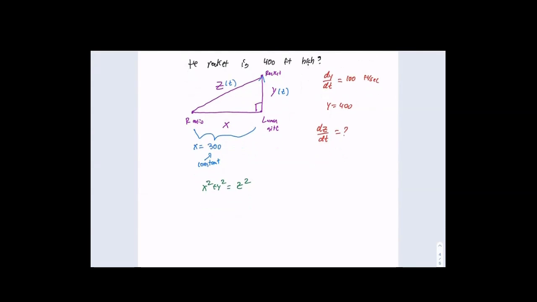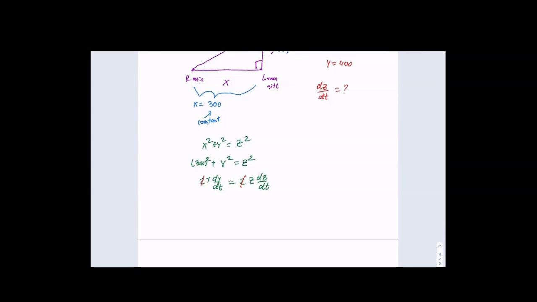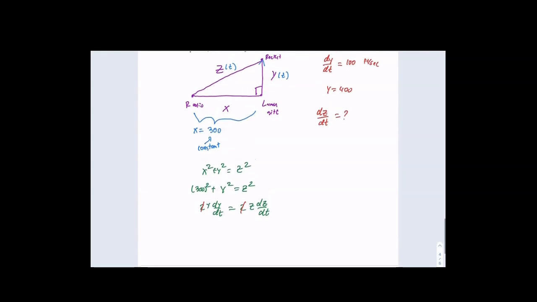I am going to be plugging in any constants. So I get 300 squared plus y squared equals z squared. And now I'm going to differentiate: 2y dy dt equals 2z dz dt. And the 2's cancel each other out, which will help me in plugging in numbers. All right, they're asking me what is dz dt. I know dy dt, I know y, but I don't know z.